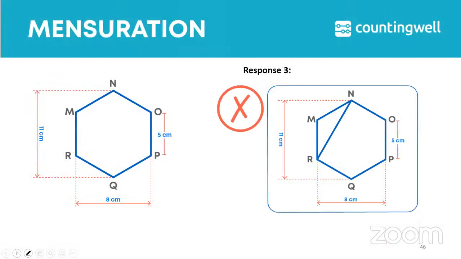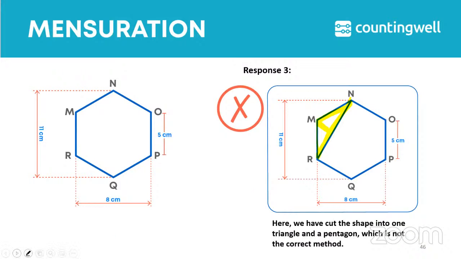Let us see what is response 3 by a student. He has joined the vertices N and R and found one triangle. And this triangle has a height and a base, but the height cannot be determined. Also, the base cannot be determined. So this is a wrong approach.